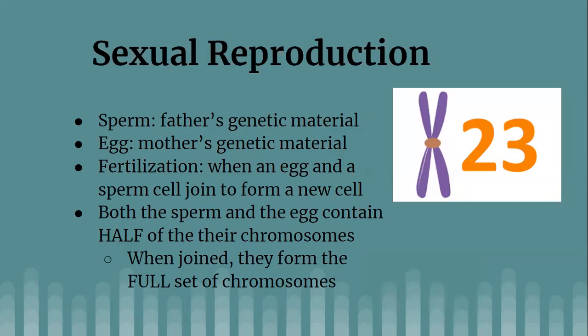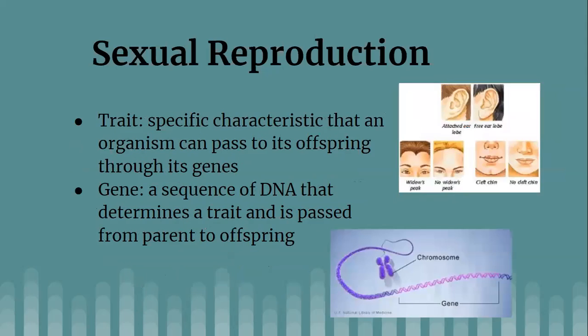Okay, so sperm cells are from the father and contain half the father's chromosomes. Egg cells are from the mother and contain half the mother's chromosomes. When fertilization occurs, a full set of chromosomes is present in the new cell. Because offspring receive roughly half of their genetic information from each parent, they receive a combination of specific characteristics. A specific characteristic that an organism can pass to its offspring through its genes is called a trait. A gene is a sequence of DNA that determines a trait and is passed from parent to offspring.